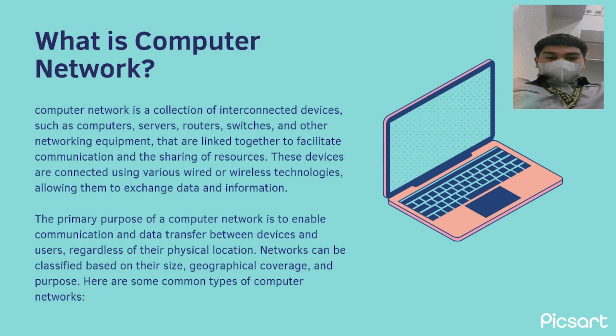The primary purpose of a computer network is to enable communication and data transfer between devices and users, regardless of their physical location. Networks can be classified based on their size, geographical coverage, and purpose. Here are some common types of computer networks.